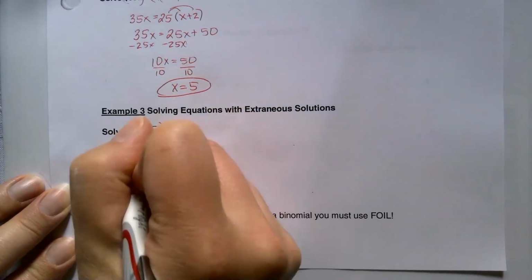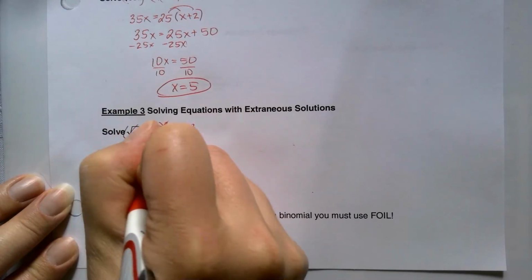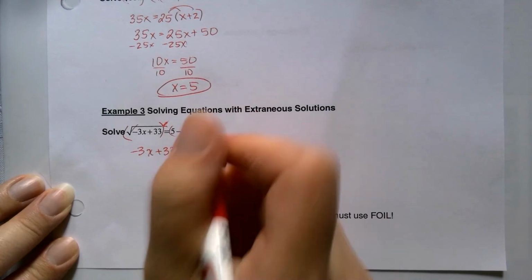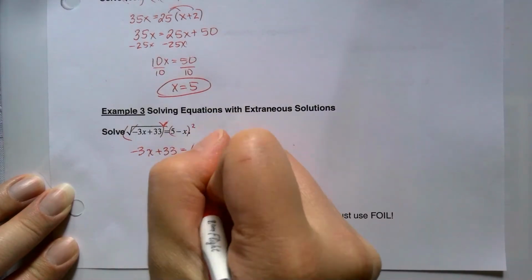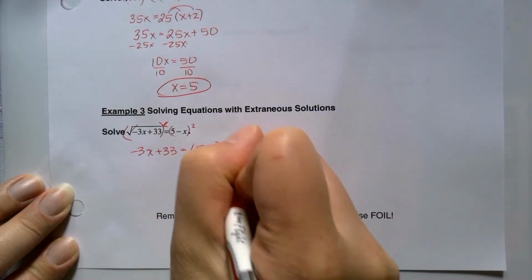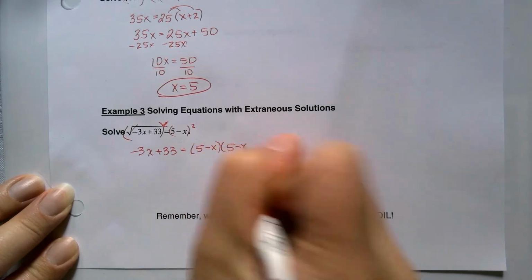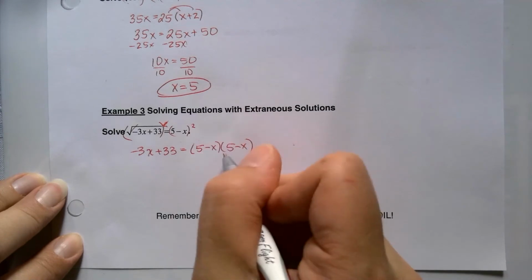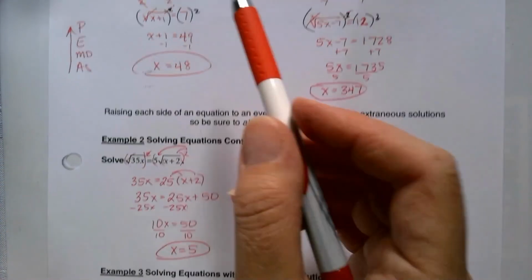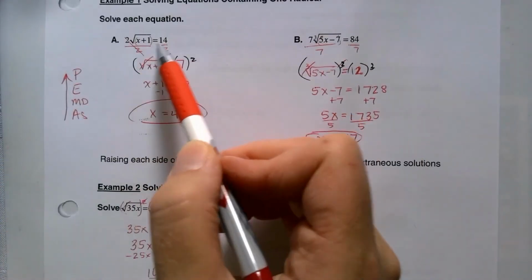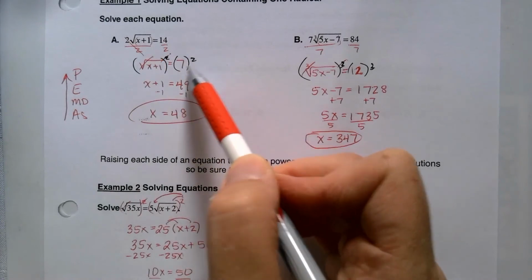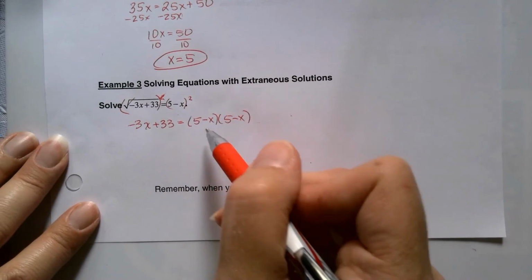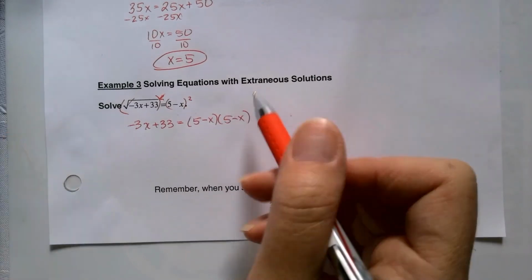So over here, that's the easy side: negative 3x plus 33 equals, and then I have to take this and multiply by itself. Okay, so be really careful with this. Same rules that we did up here: first we isolated and then we squared both sides, but I just had to square a number. Here I'm squaring a binomial, so I have to take it times itself and FOIL it.